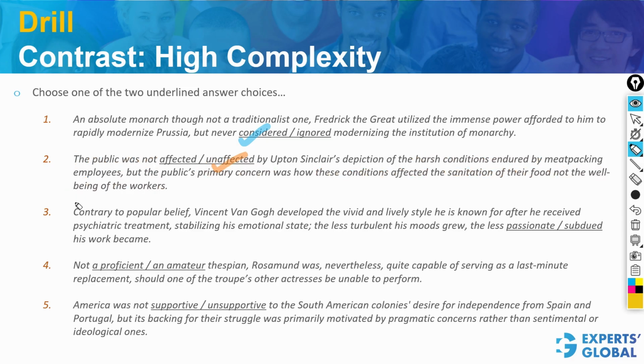The third sentence can be broken into 2 parts. The first part suggests an observation, and the second part suggests the effect of the observation made in the first half. The first half suggests that the vivid and lively style that Vincent van Gogh developed came after he received the treatment, in effect stabilizing his emotional state. So the treatment stabilized his emotional state and he developed a vivid and lively style.